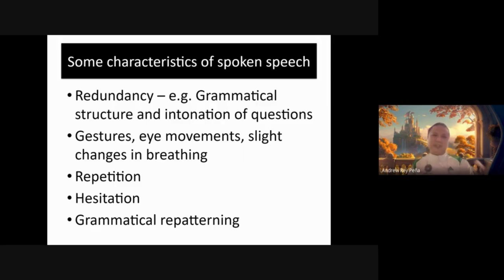You can express the same idea in different grammatical patterns. Like you say, John and Joe went to the mall. You could also say John accompanied Joe to the mall, or Joe accompanied John to the mall, or John together with Joe went to the mall, or Joe along with John went to the mall. So when you speak, there's a tendency to repattern what you said to make yourself clearer.